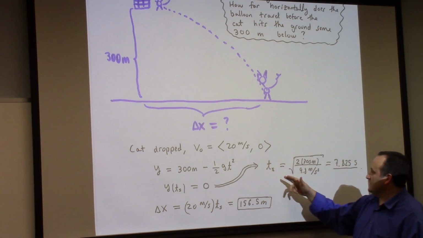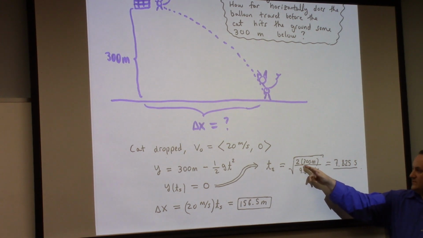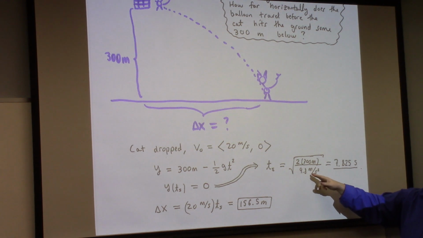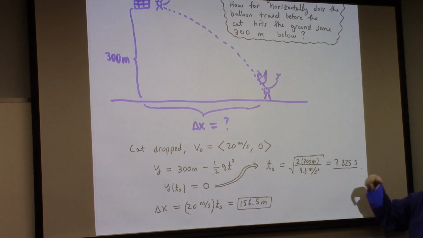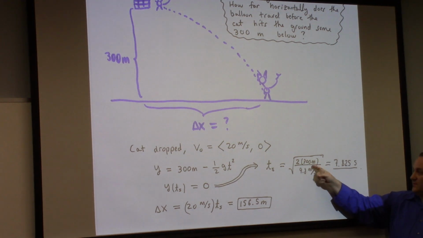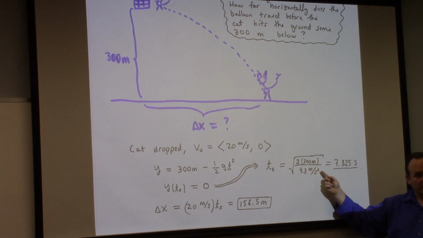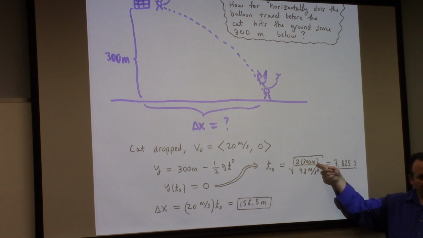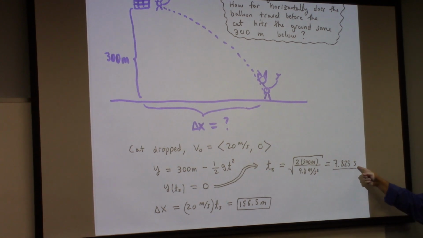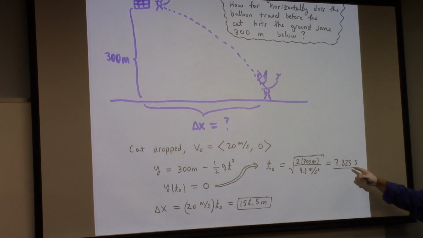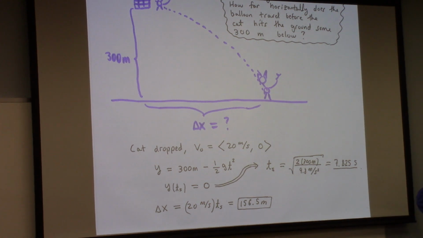And so I solve that, I get t sub splat is the square root of 2 times 300 meters divided by 9.8 meters per second squared. Notice the units make sense here, right? Meters divided by meters, they cancel out. You have a 1 over second squared, which gives you the square root of second squared, which is just a second. That's good. And that works out to 7.825 seconds.